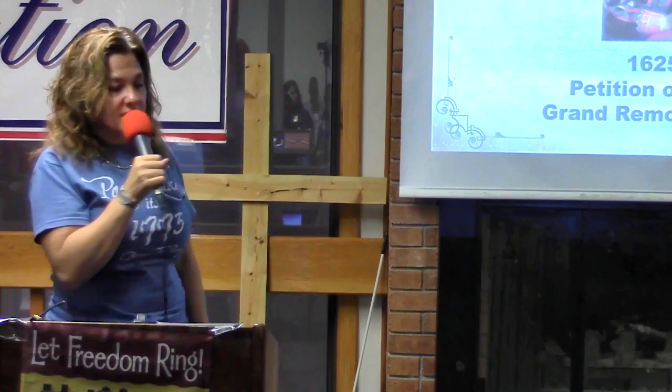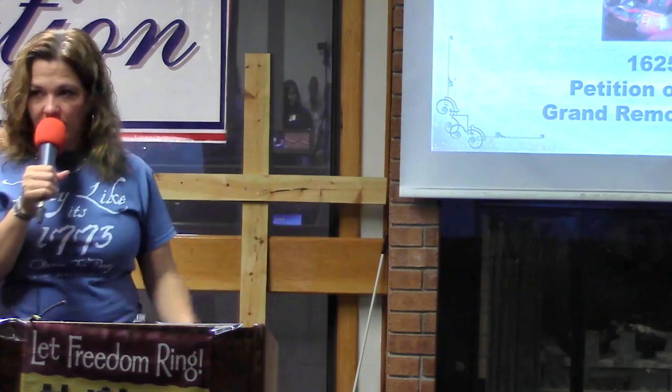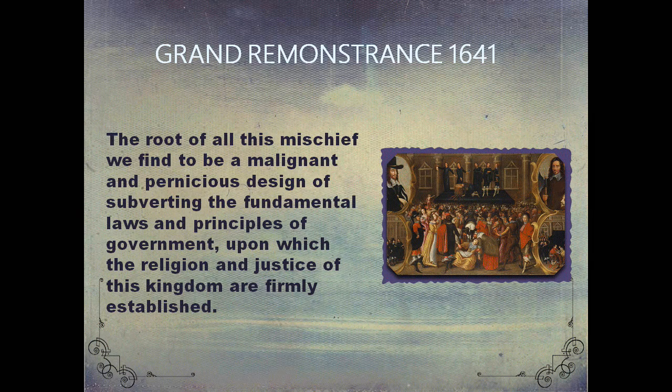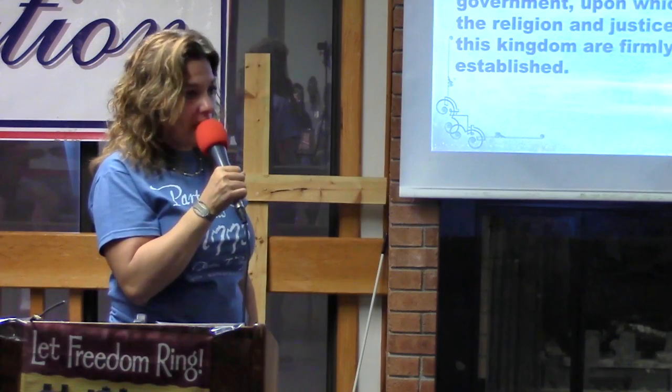Charles goes back to business as usual, and in less than 20 years, we are back in a new rebellion with Charles, bringing us the fourth document in our genealogy. This one's called the Grand Remonstrance of 1641. The Grand Remonstrance of 1641 reads, "The root of all this mischief we find to be a malignant and pernicious design, subverting the fundamental laws and liberties of our kingdom." They said, we've been watching kings for 600 years, and we're starting to notice a pattern in their behavior.